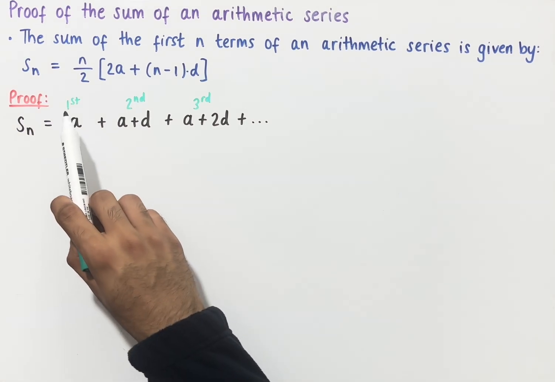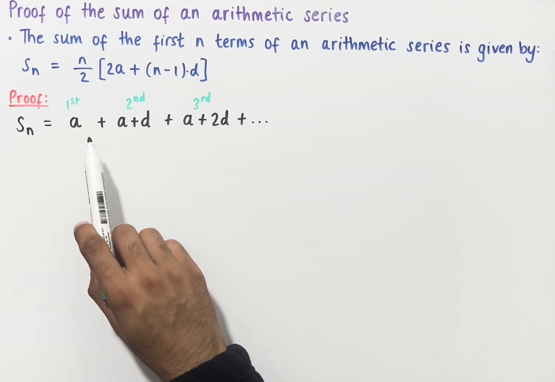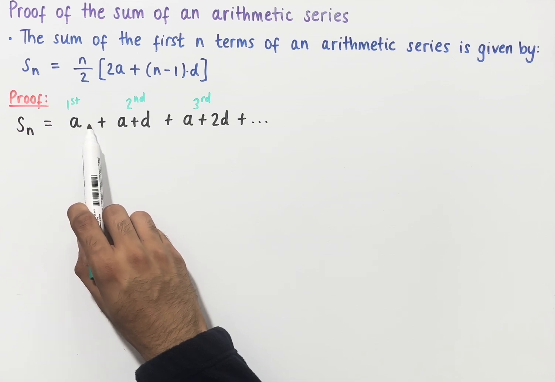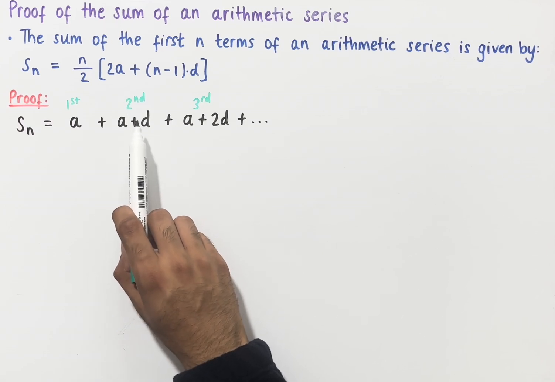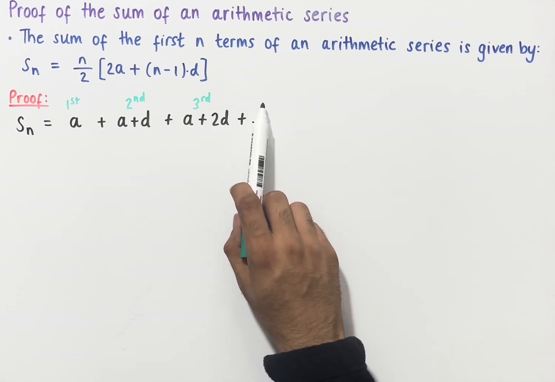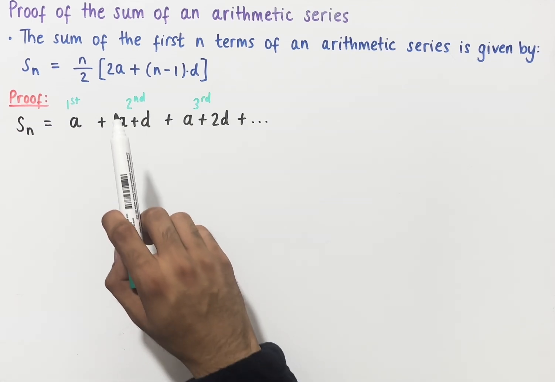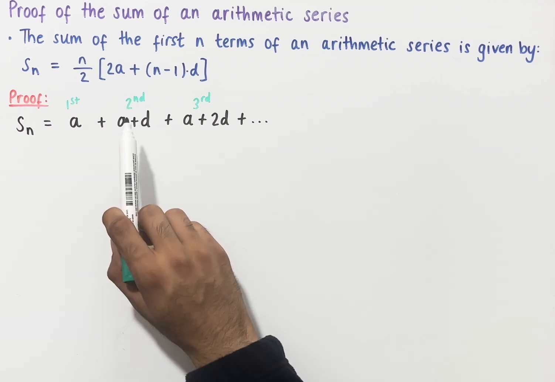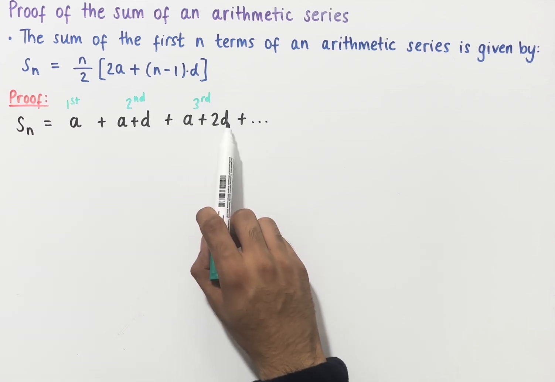Now if we consider the position of each of these terms and the multiples of d that we have, there is a nice relationship. In the first term, we just have a, and the multiple of d would be 0 because there are no d's here. In the second term, we have a plus d, and so the multiple of d here is 1. In the third term, the multiple of d is 2. In the fourth term, the multiple of d would be 3, and so on. And so the relationship is that if we subtract 1 from the position of the term, we get the multiple of d in that term. So in the second term, the multiple of d is 1. The third term, the multiple of d is 2.